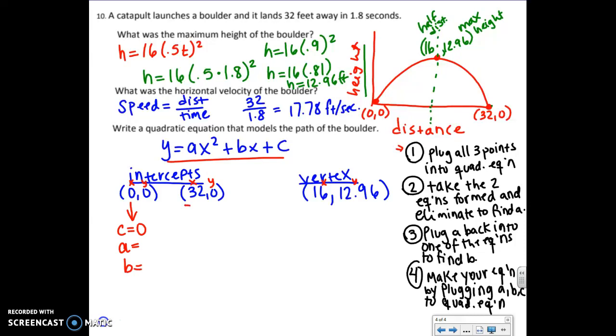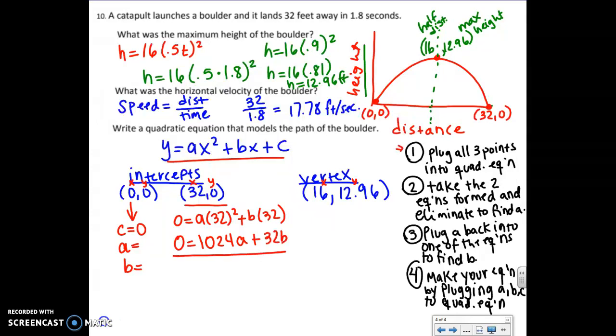I'm going to plug in now my second intercept into the quadratic equation. 0 is Y, 32 is X, and I don't need to plug in C because C is 0. So I get 1024 when I square 32, A and 32B. So here's my first equation that I'm going to need to be able to do the elimination.